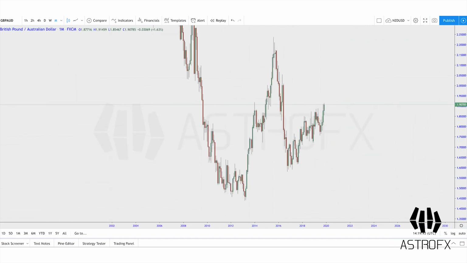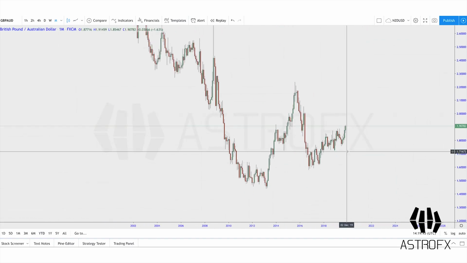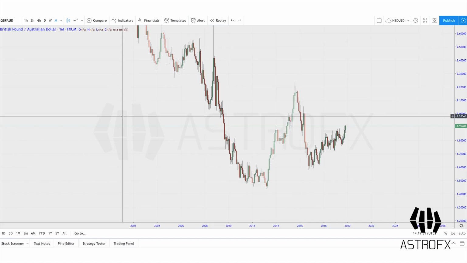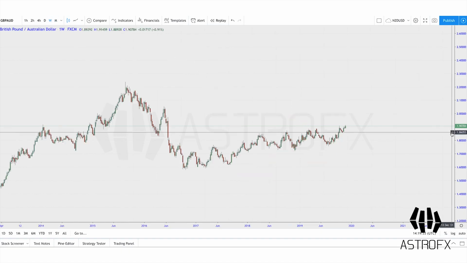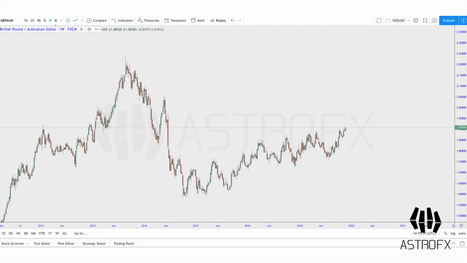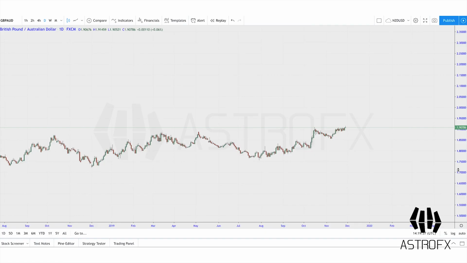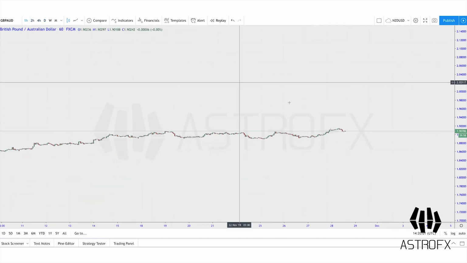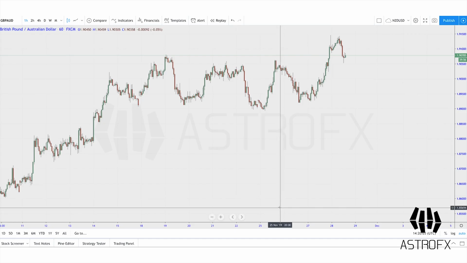I'm viewing GBP AUD on the monthly time frame, which means each one of these represents 1 month in price action. And you have the calendar along the bottom here with the dates on it. Each candlestick now represents a week. Each candlestick now represents a day. And you guys get the idea. And you can go as low as you want, and you're going to see much more price action.